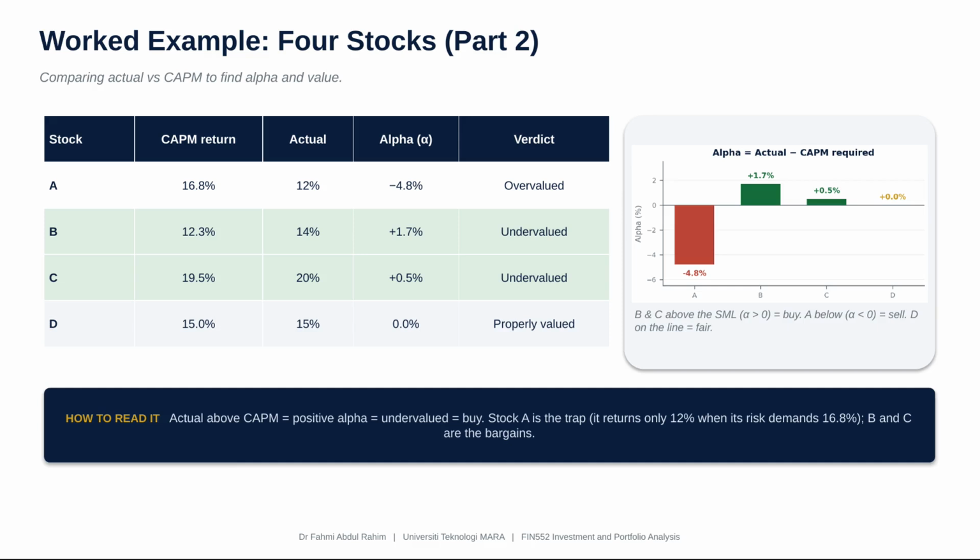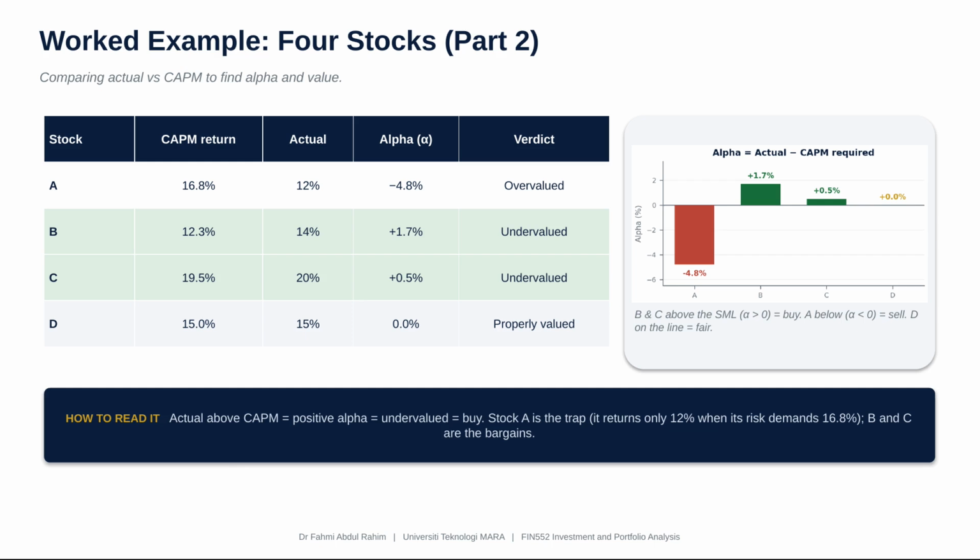Now part 2, where we compare each stock's actual return against the fair CAPM return we just computed to find its alpha and reach a verdict. Read the table together with the alpha chart on the right. For stock A, the CAPM return is 16.8%, but it actually returns only 12%. So its alpha is 12 minus 16.8, which is minus 4.8%, a large negative alpha. Stock A is overvalued. It is paying you far too little for its high risk.